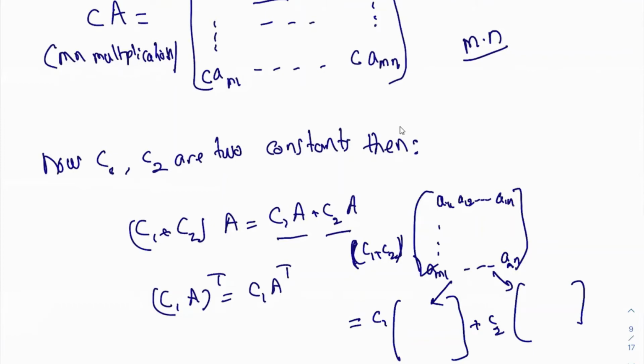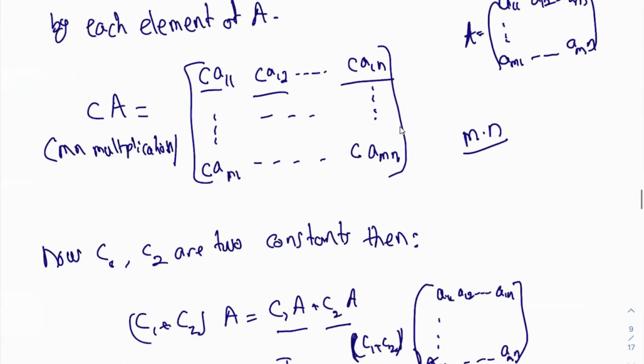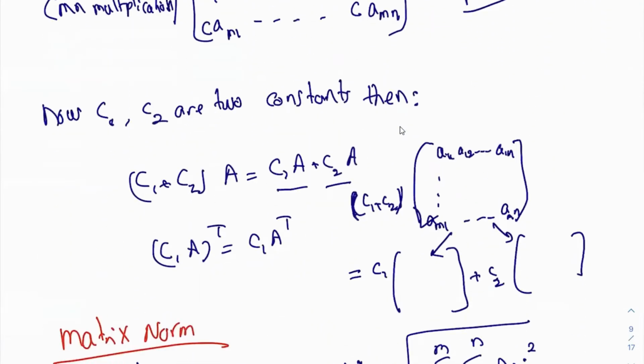It's the same thing. Now, (C1A) transpose is the same thing I talked about here. So (C1A) transpose is equal to C1 times A transpose. Okay, C1 is unchanged and then you transpose A.